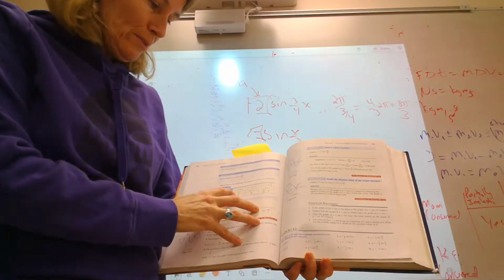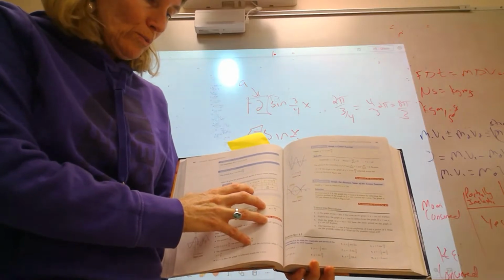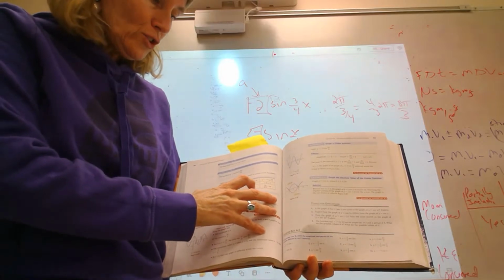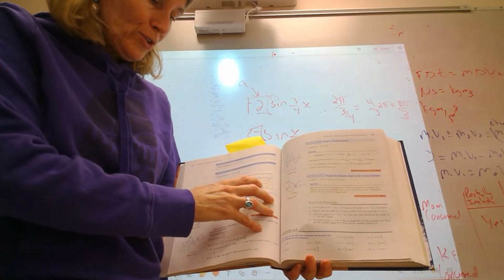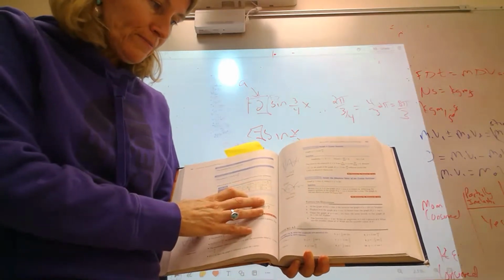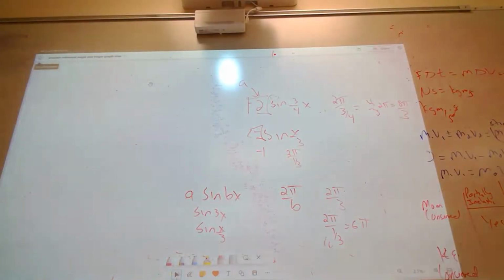And they give you similar things here. 2 cosine 3x, your amplitude is 2. 2 pi over 3 is our period, so one complete cycle is 2 pi over 3. Here the amplitude is 3. We take the absolute value, 2 pi divided by 2/3. Everything else is the same. So let's plot some cosine waves.